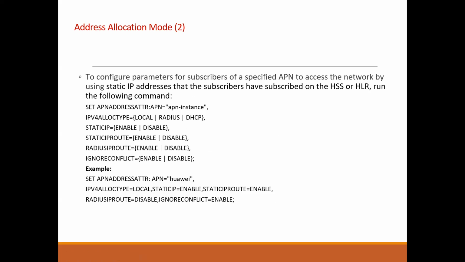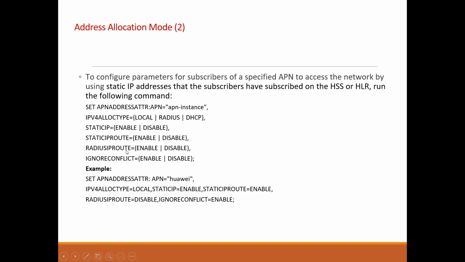Okay. The other option is for the static IP addresses. For static IP address, you have this option available: you can enable or disable the static IP. So you have the option static IP enable. You can specify enable, and then you can also specify that the static IP route needs to be enabled. In case it is provided by the radius, you can specify the radius IP route, which should be enabled or disabled. And then you have an option of ignore conflict as well.